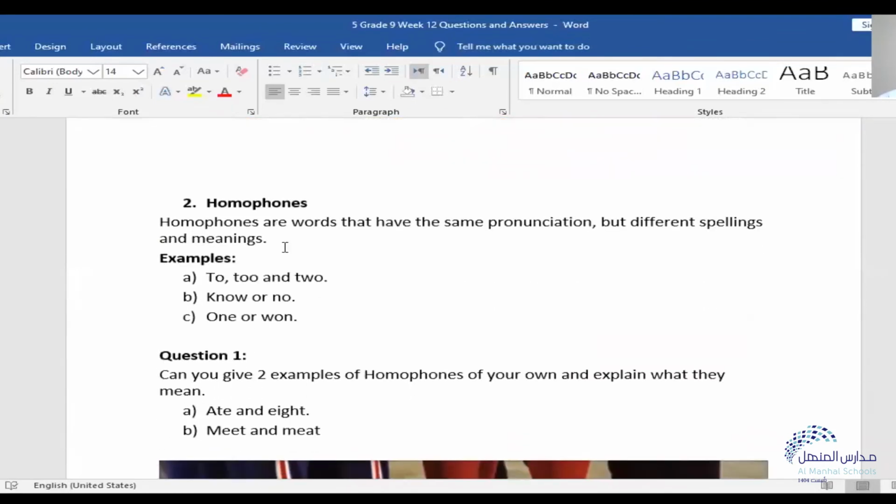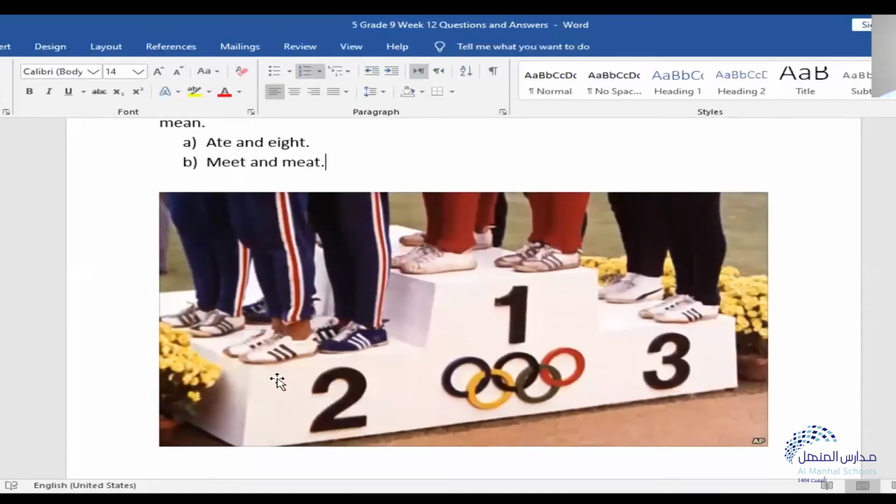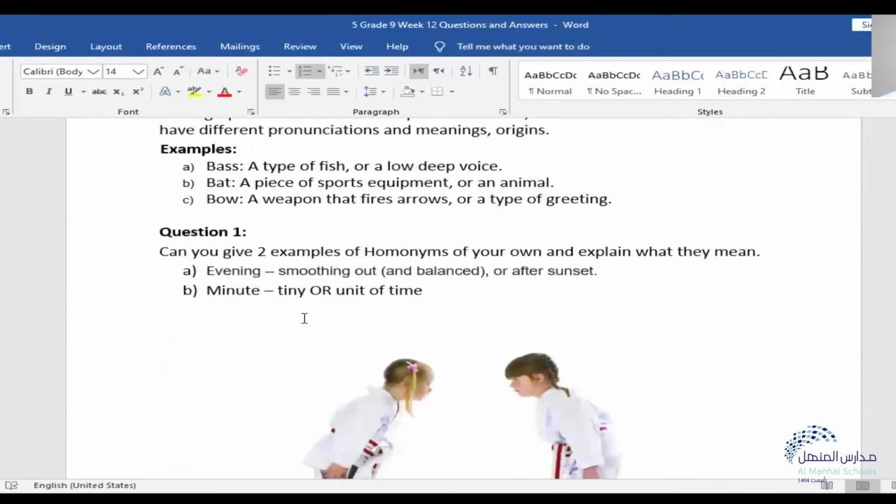Homophones, on the other hand, again, the question is, can you give two examples of homophones of your own and explain what they mean? The answers that we got were ate and eight. The first, ate, means the past tense of eating, and the second one is the number eight. And then meet and meat. Meet is meeting, when people come together, and meat is food like chicken or mutton that we eat. All right. Very simple, but very, very effective answers there.